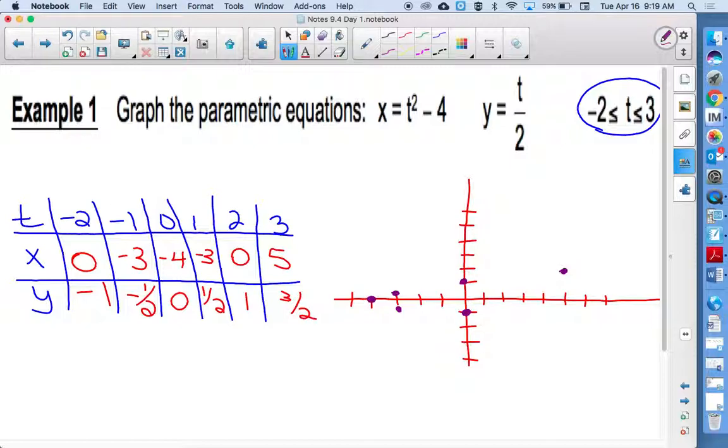And then you connect them in the order that you plotted them. So the first one we graphed was at 0, -2. I'm sorry, 0, -1. We moved to the left when it hit the point -4, 0. And then it started to move to the right. And it's going to stop here.